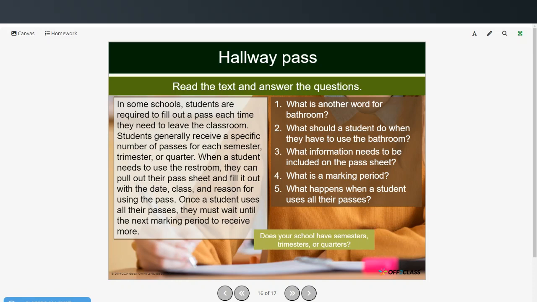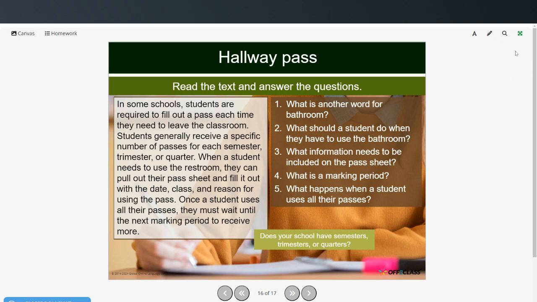All right, now you can read the text and answer the questions. You can either pause the video and read on your own or follow along as I read. In some schools, students are required to fill out a pass each time they need to leave the classroom. Students generally receive a specific number of passes for each semester, trimester, or quarter. When a student needs to use the restroom, they can pull out their pass sheet and fill it out with the date, class, and reason for using the pass. Once a student uses all their passes, they must wait until the next marking period to receive more.